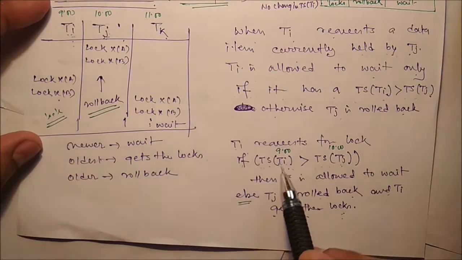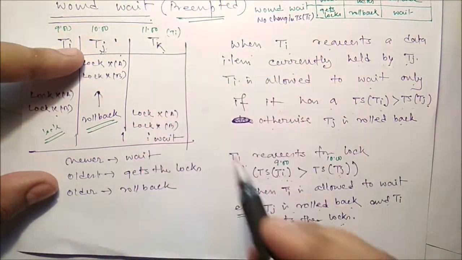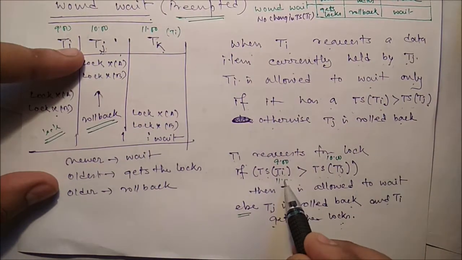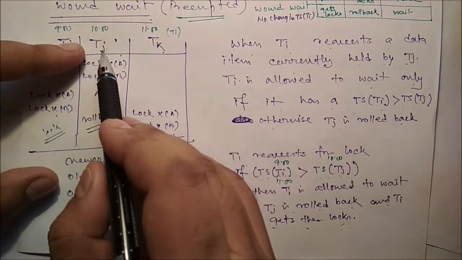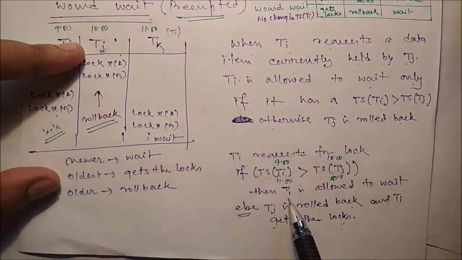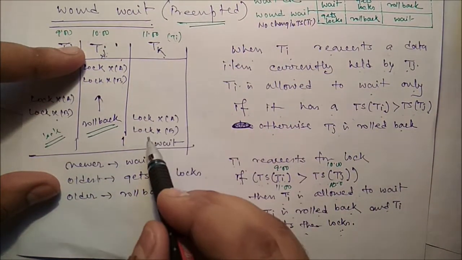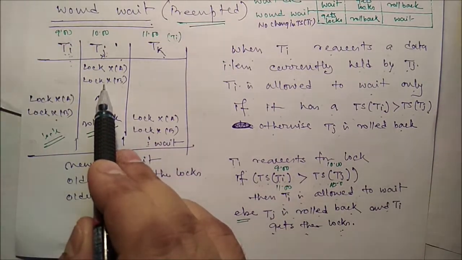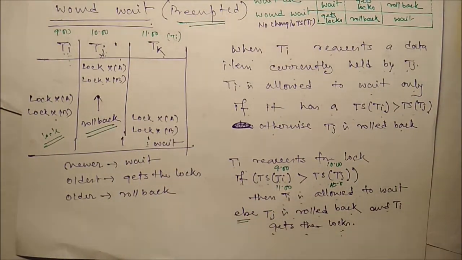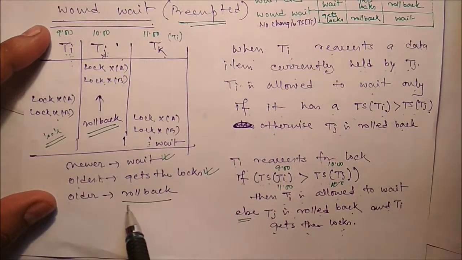But now if you see these two transactions, say this is what Ti is requesting the lock for. What is TSTi? It is 11 am. And what is TSTj? Now this one is TSTj. It is 10 am. That means this condition is true, so Ti is allowed to wait. The transaction must wait for this particular transaction. After completion of Tj, Ti can continue. That means if newer, it must wait; the oldest gets the lock and the older rolls back.